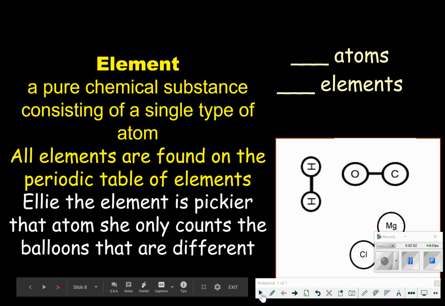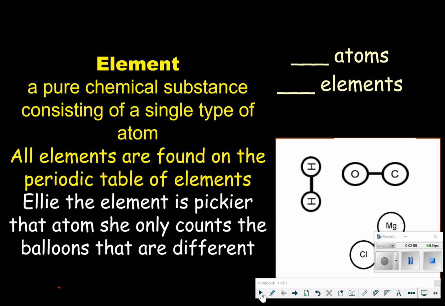In this next slide, we are talking about elements. An element is a pure chemical substance consisting of a single type of atom. All the elements are found on the periodic table of elements. Currently, there are 118 elements that we know of. Basically, what you have to remember about elements is that an element is material that has the same number of protons and the same general number of neutrons. It's basically the same thing. It is a whole bunch of the same atoms together.